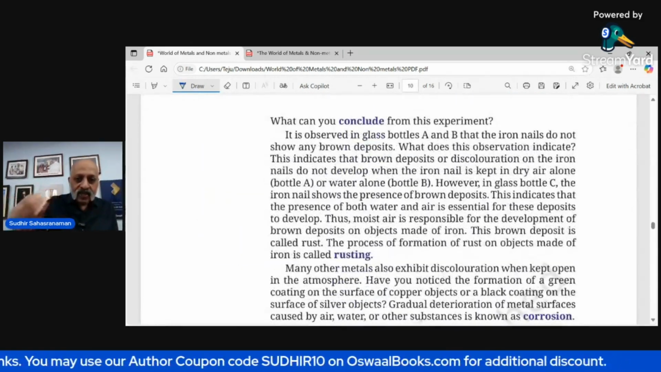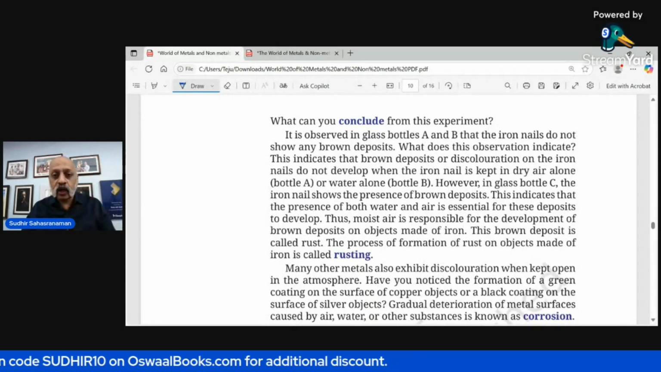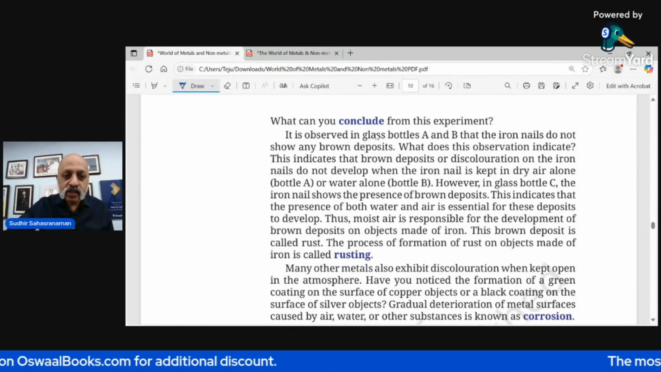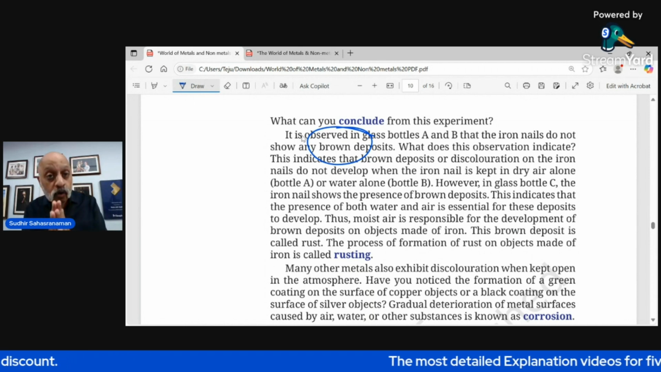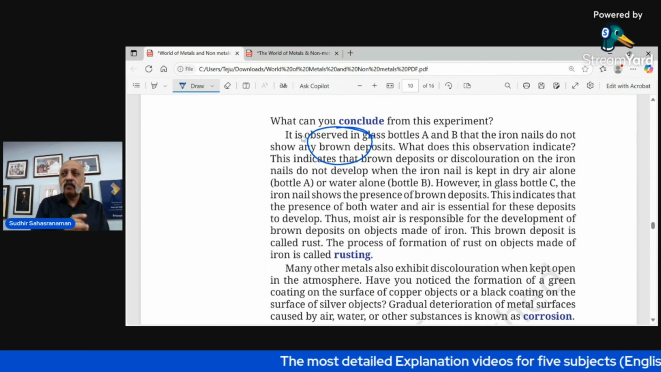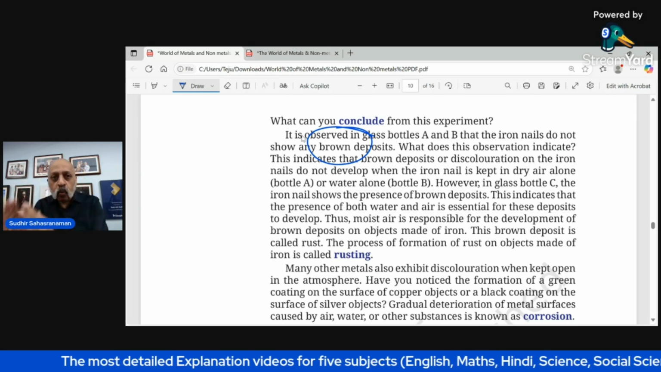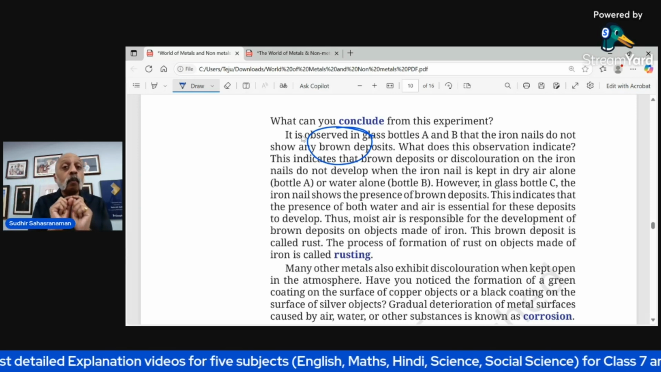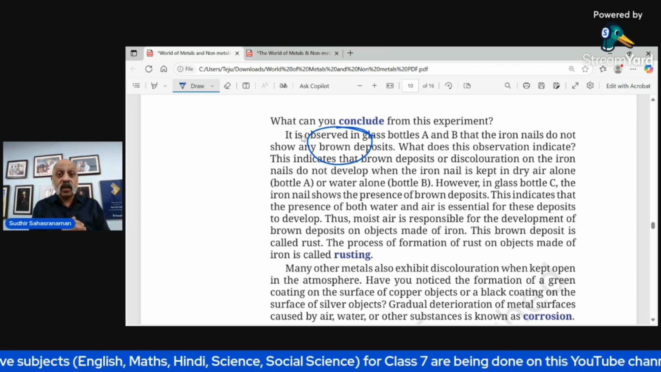What will happen is that in the first bottle and the second bottle, glass bottle A and glass bottle B, the iron nails do not show any brown deposit. There won't be any brown deposit. What is that brown deposit? I will tell you. There will be no brown deposit. It will continue to be white or black in color. There will be no brown deposit on the iron nails in the first jar and the second jar.